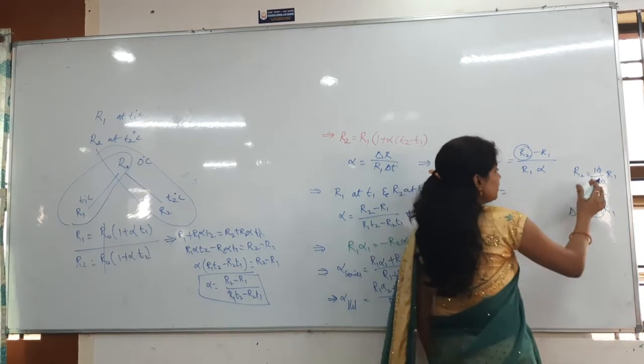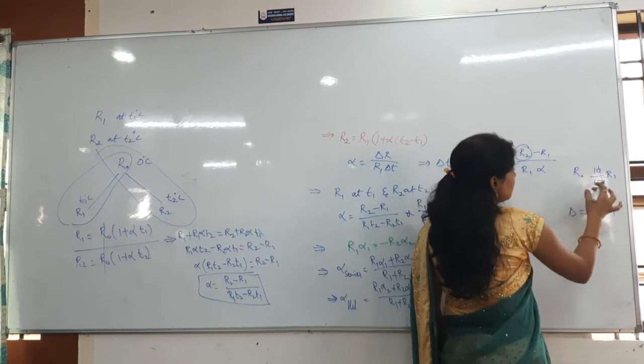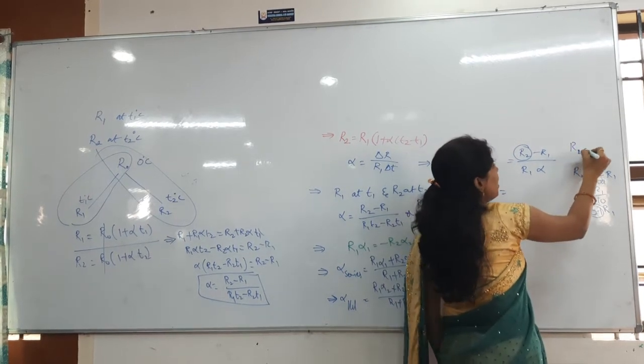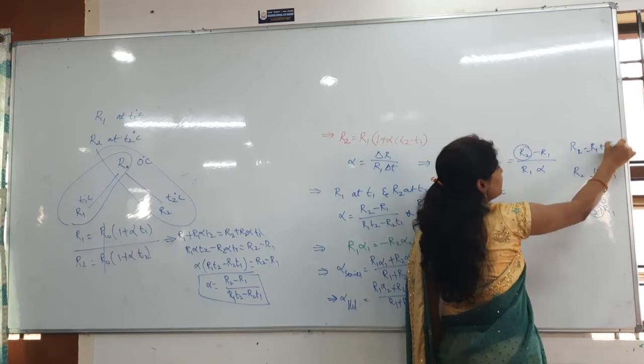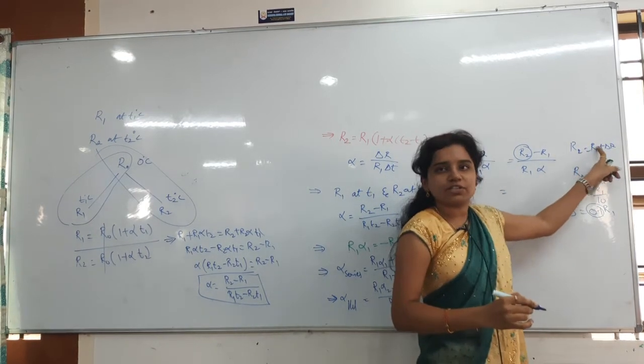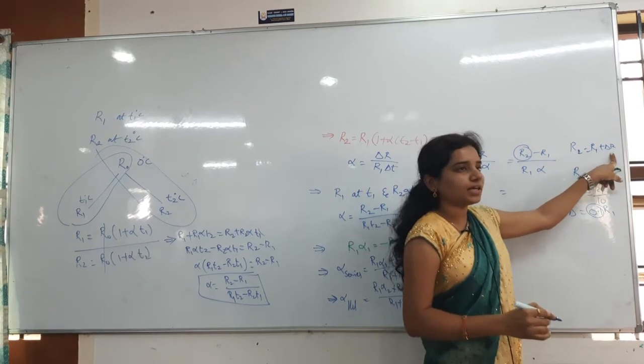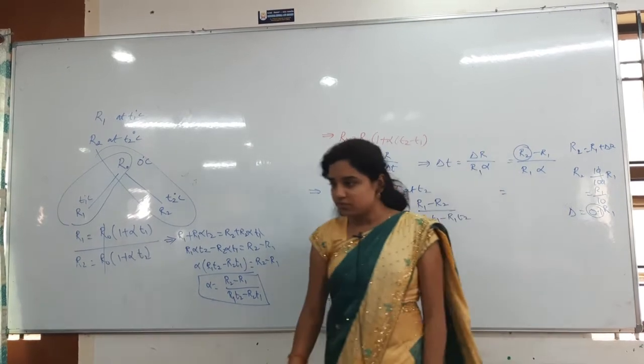They are saying that, see, this is wrong. Final value is different. Final value R2 is equal to R1 plus delta R. Correct? R2 minus R1 is equal to delta R, and then R2 is equal to R1 plus delta R. That is the final value.